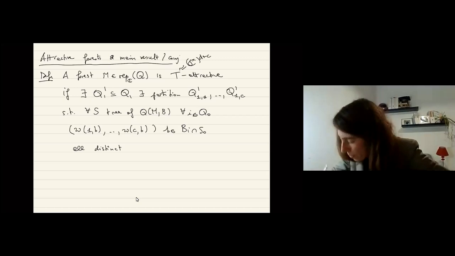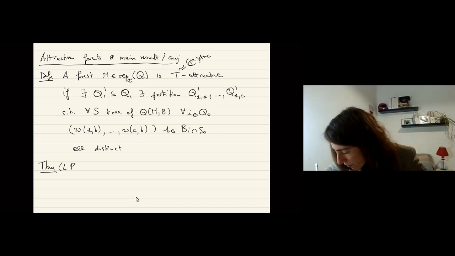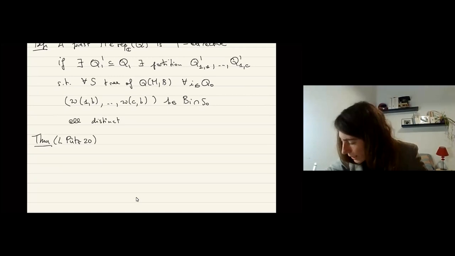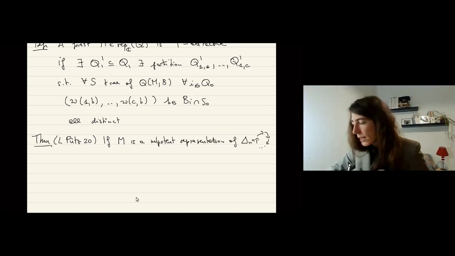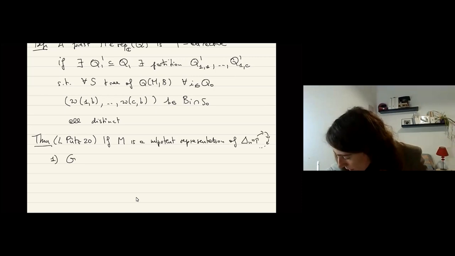Now the theorem, let me write first this version and then I'll modify it a little bit. So that's a preprint we have with Alex, which is in a special case in which M, so this is a special forest. M is a nilpotent representation of the equivariant cycle of delta N. So this is the cycle. Then we have that rho E and T is a GKM pair.